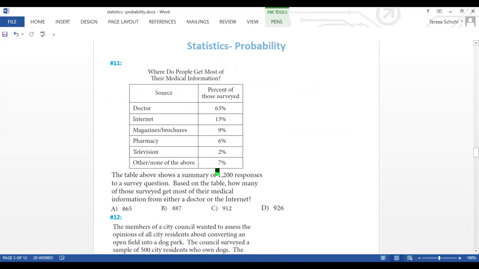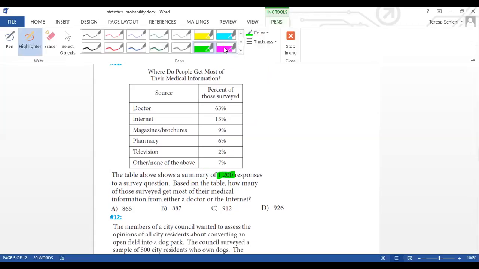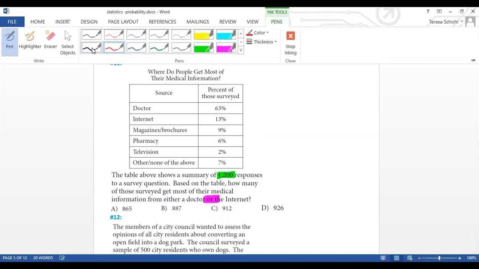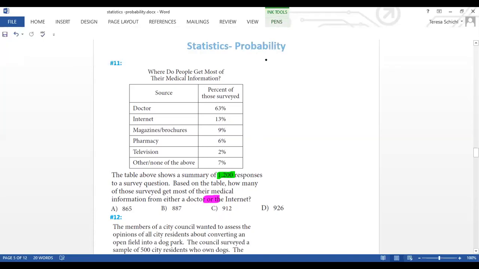Let's say the table shows a summary of 1,200 survey responses for a question. Based on the table, how many of those surveyed get most of their medical information from either a doctor or the internet? Remember, here is the keyword we find. Do you guys still remember what the keyword "or" means? Or means union, right? That means you combine both together.